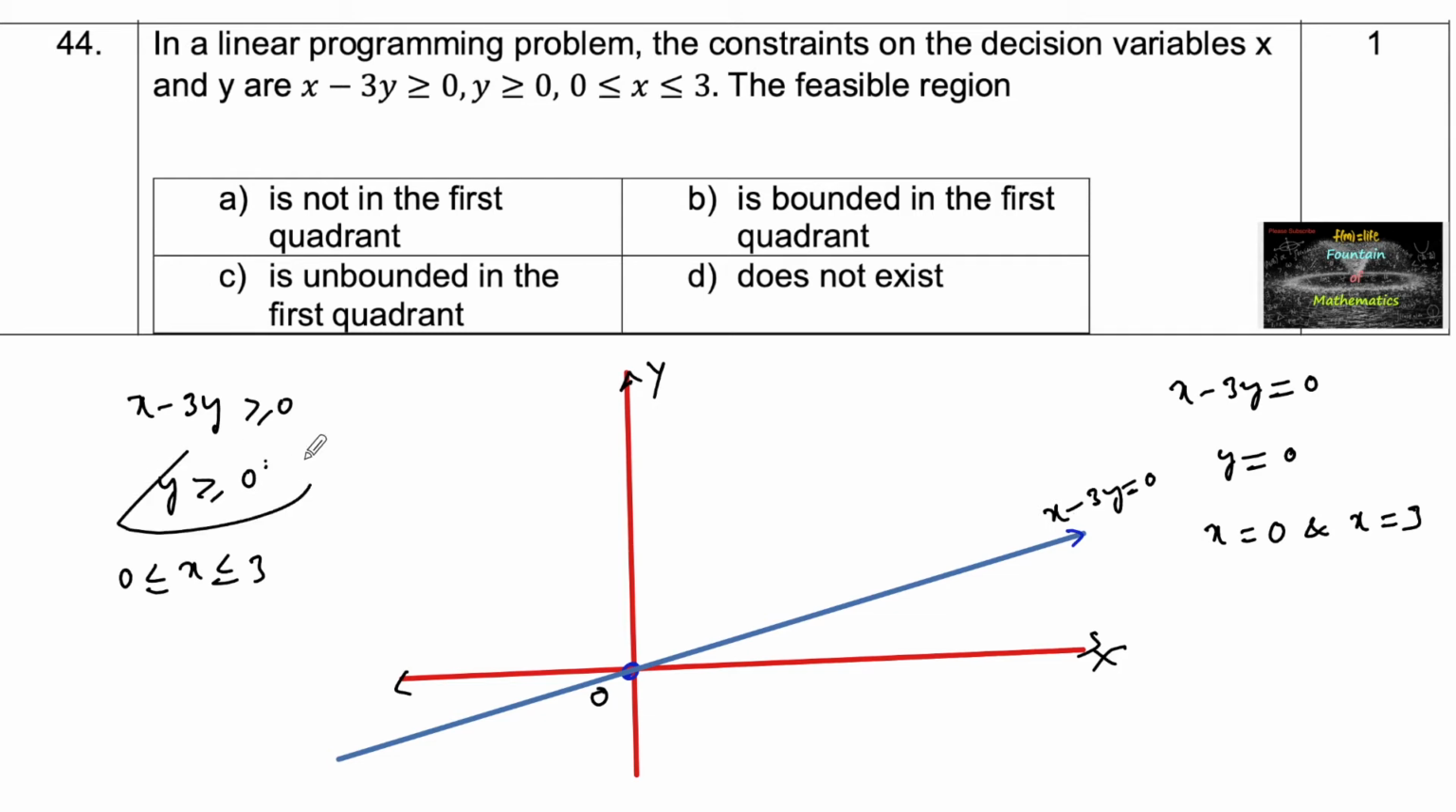And another one, y greater than or equals to 0. So y is equal to 0 is the line, the x-axis, y is equal to 0. You can consider this the whole line, y is equal to 0. And the next one, x is equal to 0 and x is equal to 3. So for the equation of the y-axis, x is equal to 0. So this is one line, and another line.